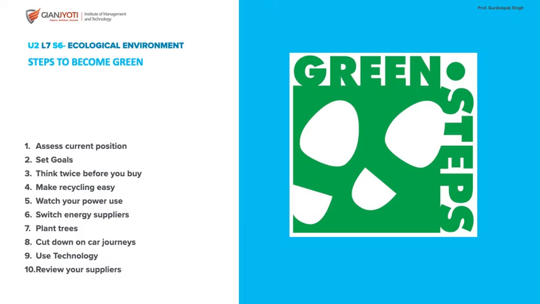That means from conventional fossil fuel power generation, you can switch to cleaner technologies, and also the suppliers who are supplying you, as an enlightened consumer. We talked about that in lesson 6. Plant more trees, cut down on car journeys and air journeys, use technology as you are doing now in the COVID situation, and review your suppliers from time to time. So these are 10 simple steps to become more green.